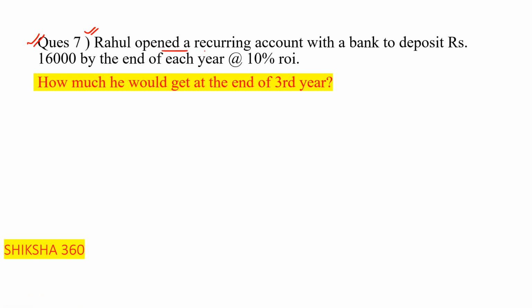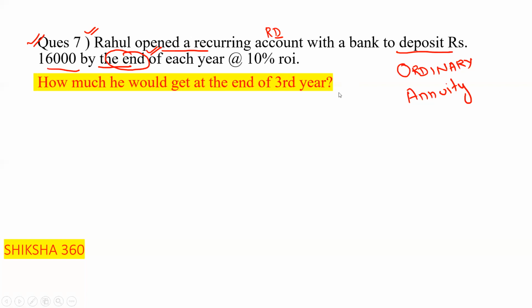Rahul opened a recurring account, an RD account, with the bank to deposit rupees 16,000 at the end of each year. Since they specifically mention the time of deposit, at the end of each year, we have to use the ordinary annuity. If they say at the starting, we have to use the formula of the annuity due. It depends on case to case, on what they are saying, and we solve the question on that basis.